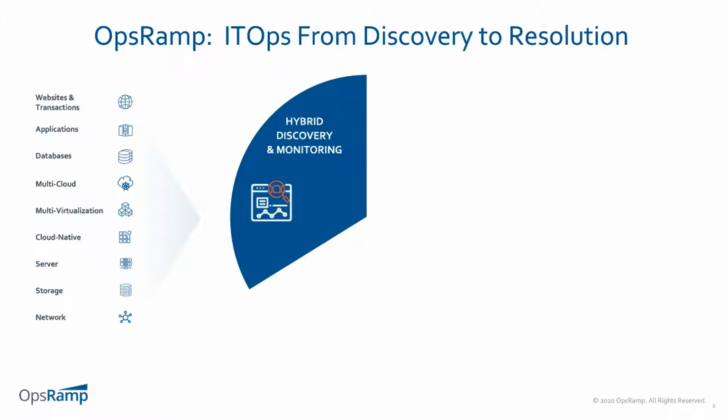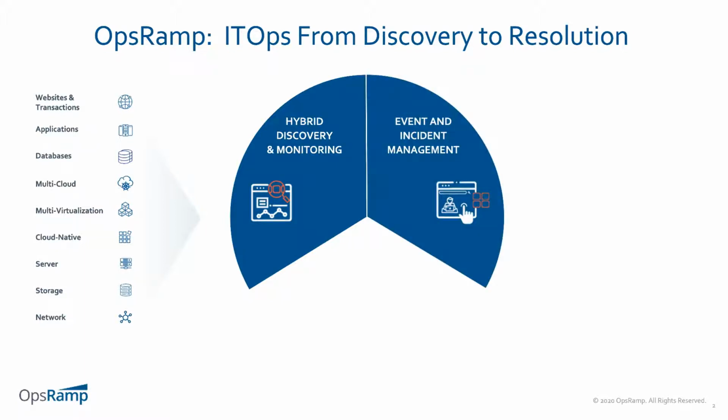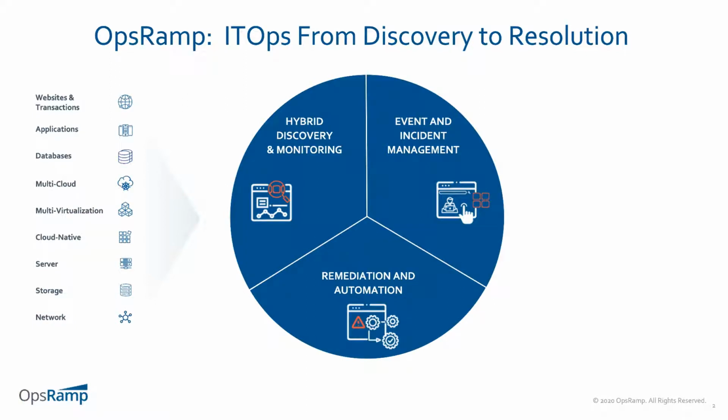We've really centered the platform around three core use cases, and it all starts with hybrid resource discovery and monitoring. That's of many technologies, be they on-premise, public cloud, private cloud, multi-cloud. We then layer in event and intelligent incident management and round out the platform with remediation and automation capabilities.